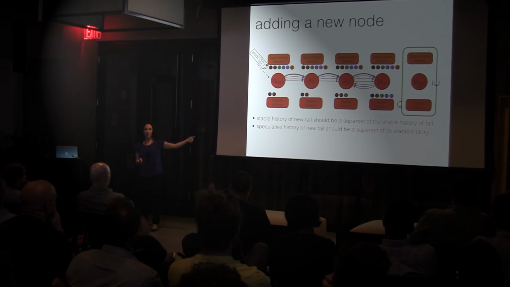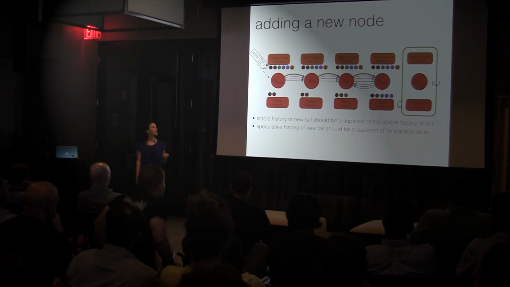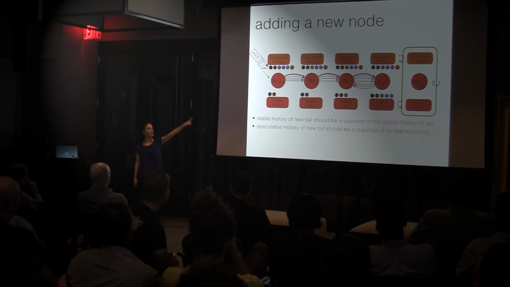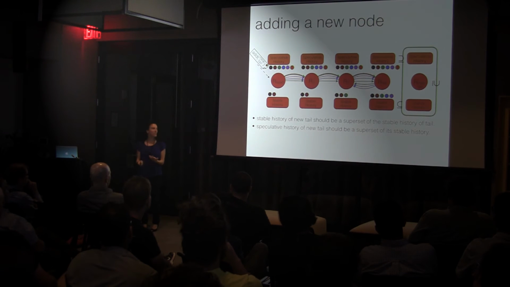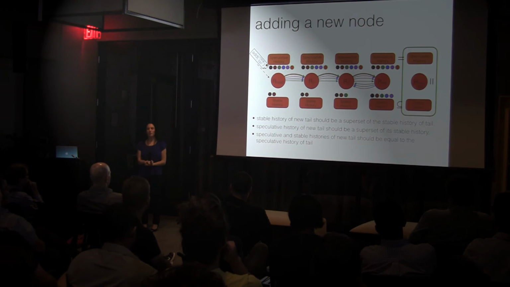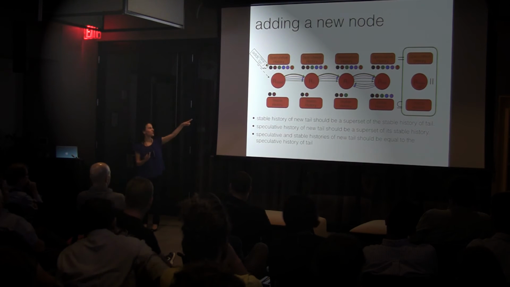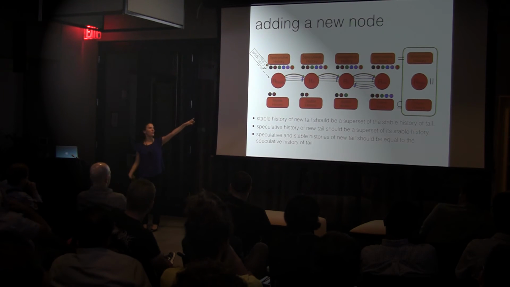The second thing we need to hold is that the speculative history of that tail is a superset of its stable history. And then the third thing is that we need the speculative history of the recent tail to be a superset of the new tail. This already holds, but once we update things, we still have to make sure that this happens. The easiest way to make sure that this is the case is having the first two things equal to each other. So if we are able to flush the speculative history of our tail to our new tail, they become equal, which is a superset operation, or superset equal operation.